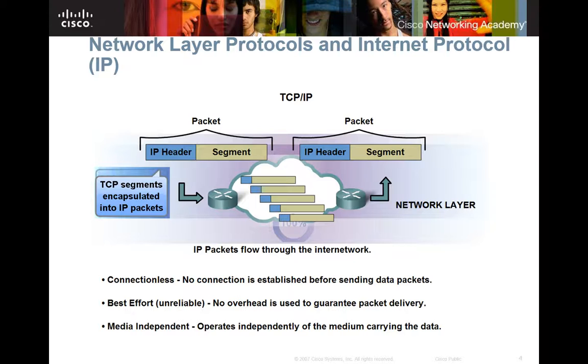What is a network layer protocol? It's going to be Internet Protocol. Remember in the transport layer we talked about the Transmission Control Protocol, or TCP. IP is what gives you the IP address, and it encapsulates everything into packets. It takes those segments from the transport layer and puts them into packets. Do remember it is connectionless, meaning no connection is established before the sending of the packet. Very similar to UDP in that regard. It's best effort, unreliable just like UDP, because there's no connection between point A and point B, and it's media independent, which means it can transmit over any type of medium.